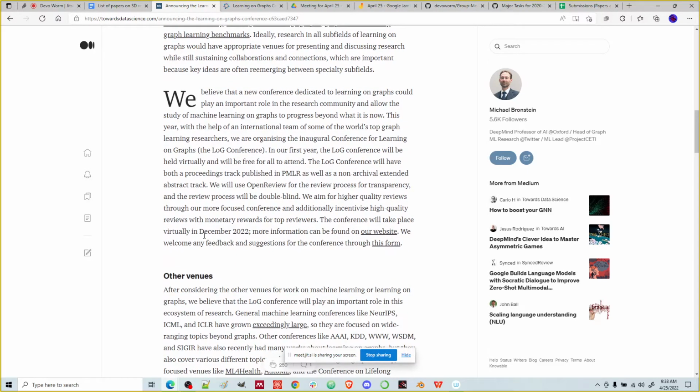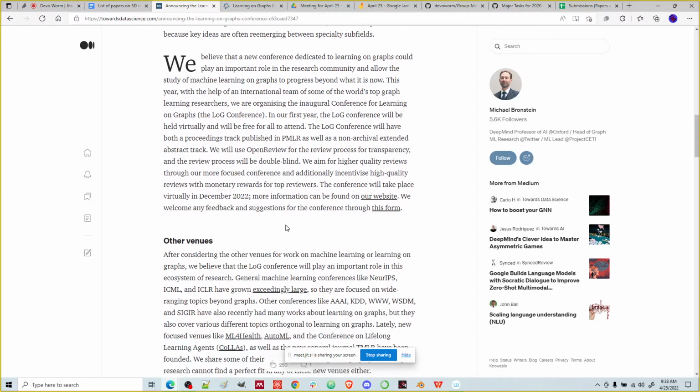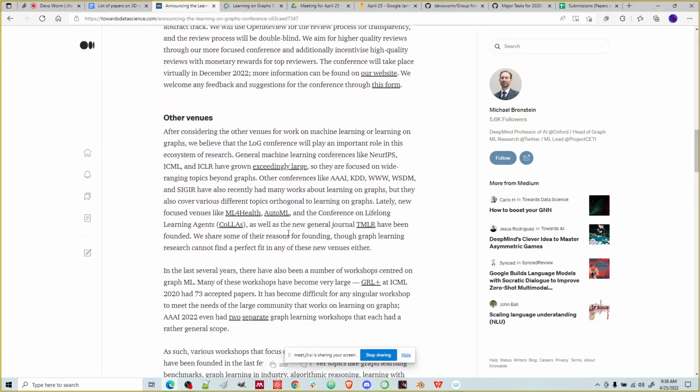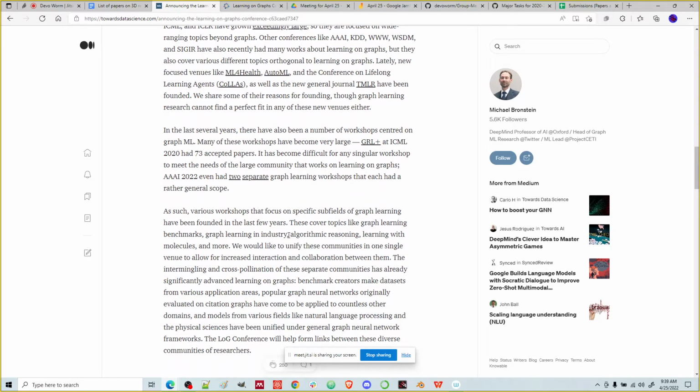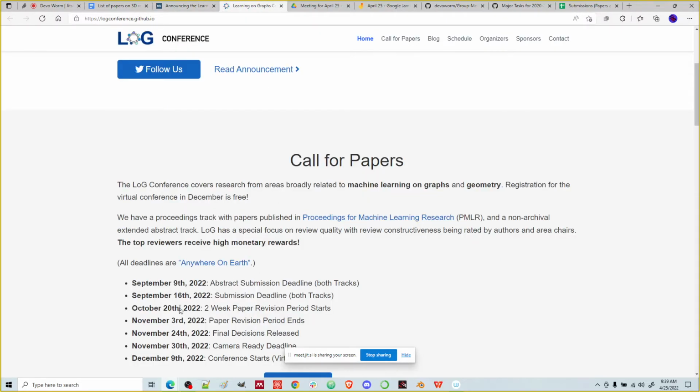What they want to do is create a large conference that covers all of these areas. So they're soliciting papers. They want to use OpenReview for the review process, and hopefully they get a pretty good set of submissions. The deadline for this, I guess, is tentatively in September. So this is a couple months off. Maybe we can put together a paper on this based on doing some work over the summer. I don't know.